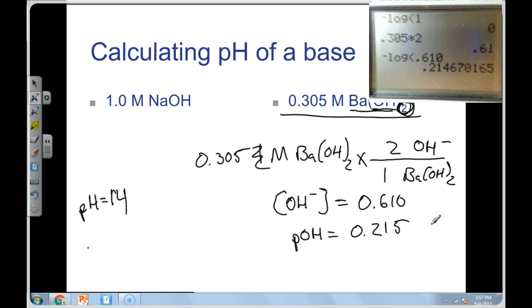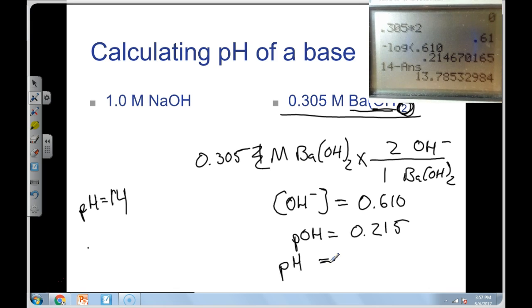0.215. And so that means that the pH is 14 minus that. So 14 minus that, and that's going to be 13.79. And so that pH is pretty high. Okay, so that's very basic. Again, doesn't tell us if it's a strong base, it just tells us that it's very basic.